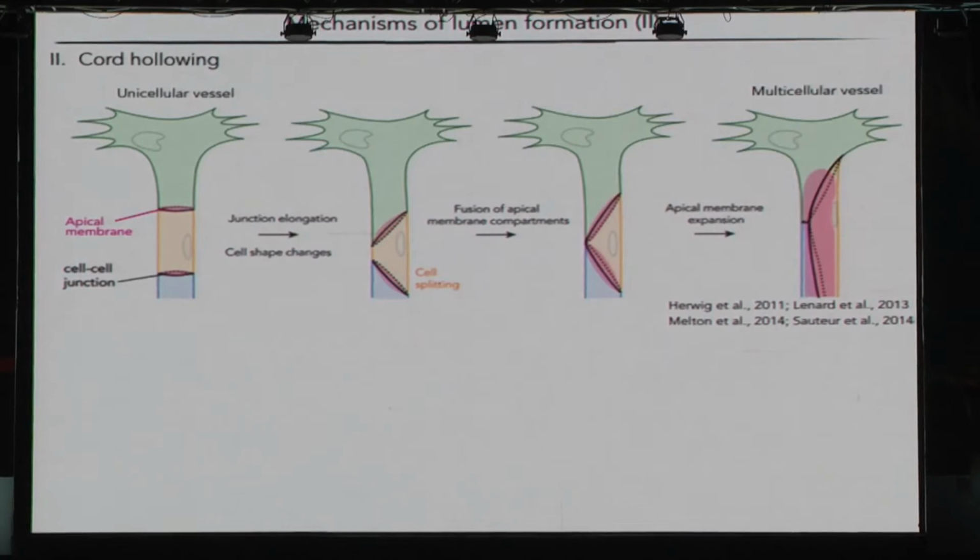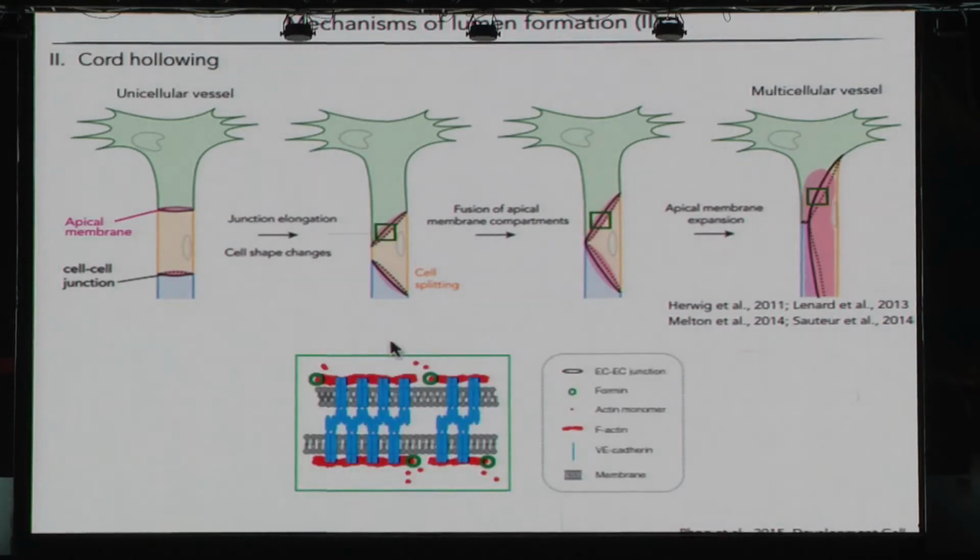Just to summarize, in the second mechanism of lumen formation called cord hollowing, actin formation at junctions strengthens VE-cadherin adhesion, and it stabilizes VE-cadherin clusters, thereby allowing junction elongation. And because apical membranes need to converge together to fuse and expand, when junction elongation fails to occur, the lumen fails to form.